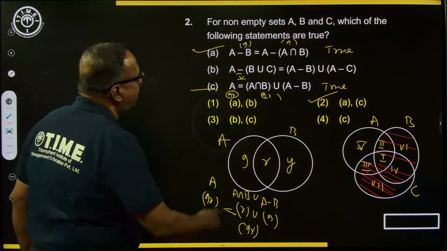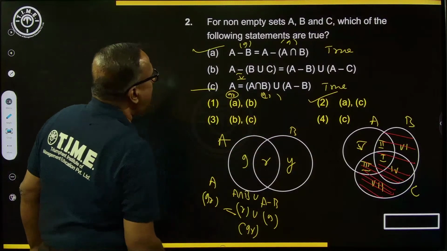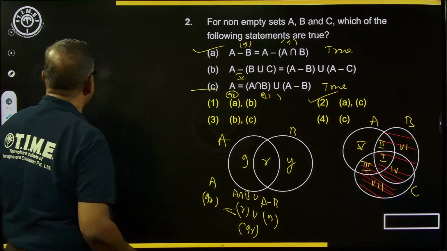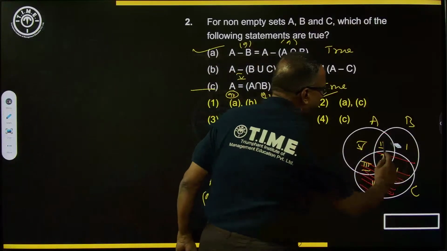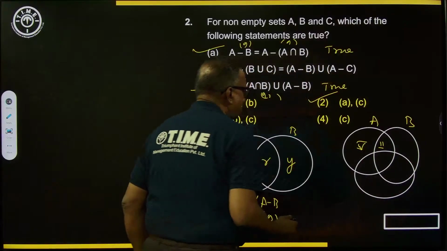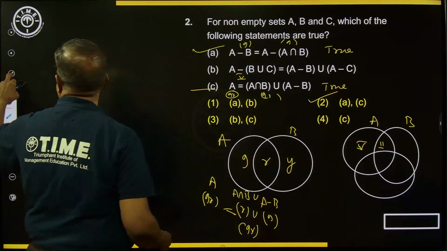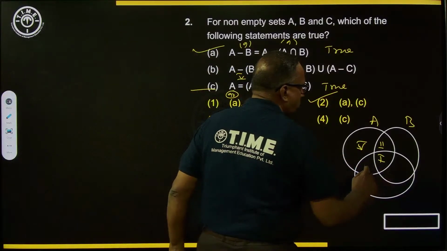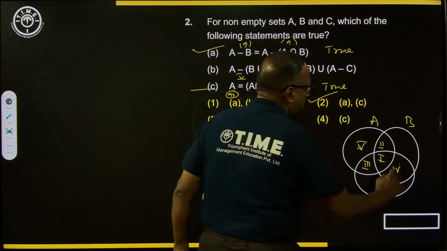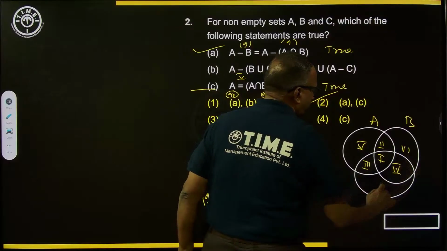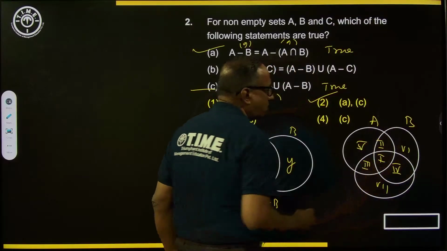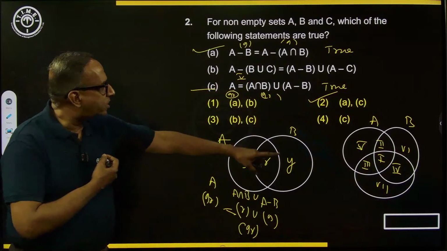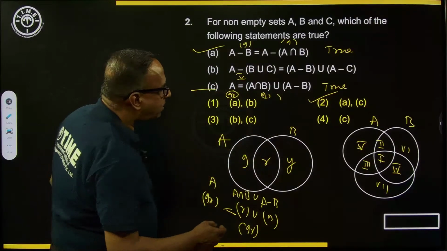Okay. So let us go to the right hand side. A minus B. Okay. Let me erase it and show. 1, 2, 3, 4, 5, 6, 7. What is A minus B union C? 5. A minus B. What is A minus B?